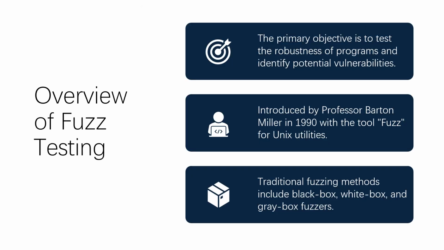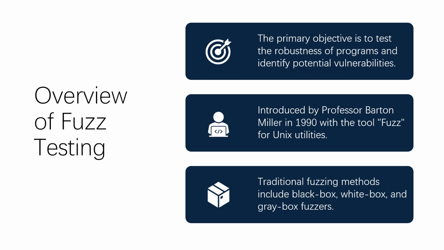Overview of fuzz testing. Fuzz testing, also known as fuzzing, is a software testing technique used to discover security flaws and bugs in software by providing random unexpected inputs. The primary objective of fuzzing is to test the robustness of programs and identify any potential vulnerabilities that could be exploited by attackers. The concept of fuzzing was first introduced by Professor Barton Miller in 1990. He designed a tool called Fuzz to test the robustness of Unix utilities by providing them with random input data.